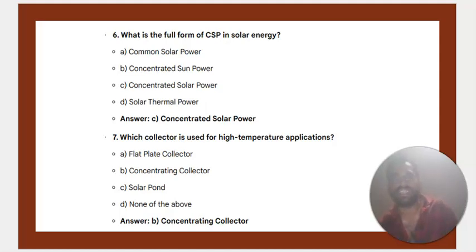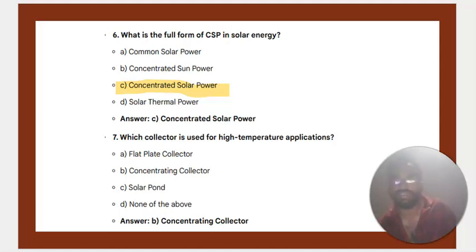So, solar energy category, CSP means nothing but concentrated solar power. So the right answer is C. Concentrated solar power, nothing but what you call a CSP. So that is the right answer.